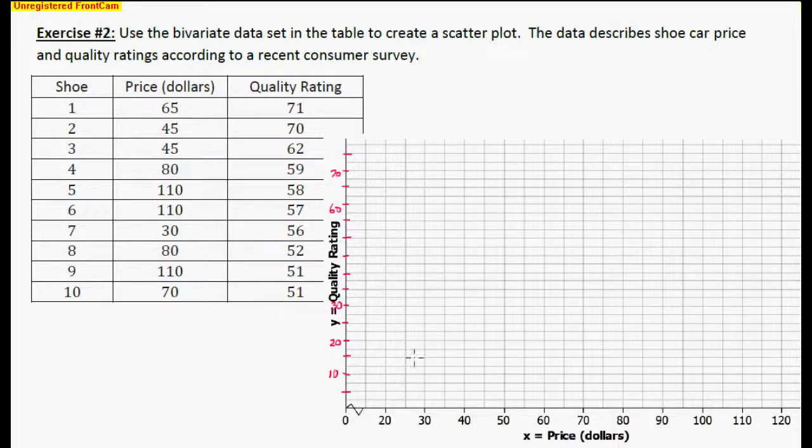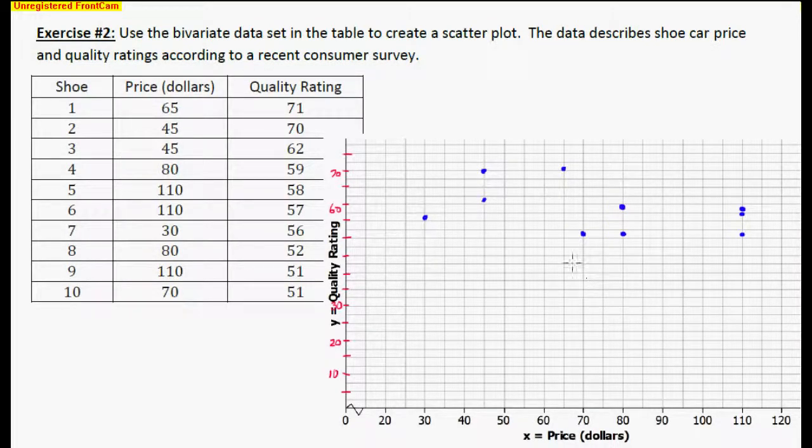So shoe number 1 is $65. This is nice, it goes by 5s along the bottom here. $65 and a 71 rating would be just above the 70 points. So I'm going to put a dot right there. The second shoe is $45, and it gets a 70 as a rating. So 45 is right here, and 70. And then 45 again got a rating of 62. So that one is going to go, let's see, 62 is going to be about right there. Again, I'm going to pause my video and fill in the rest. You guys go ahead and pause the video, fill in the rest, and then we'll jump right in a second to all of the points plotted.